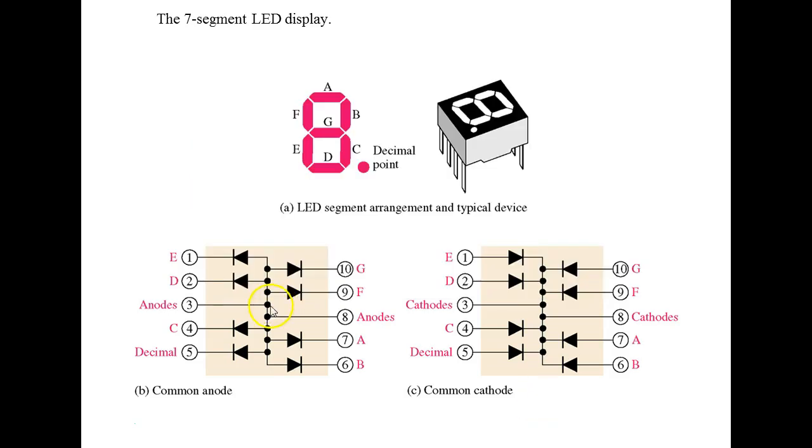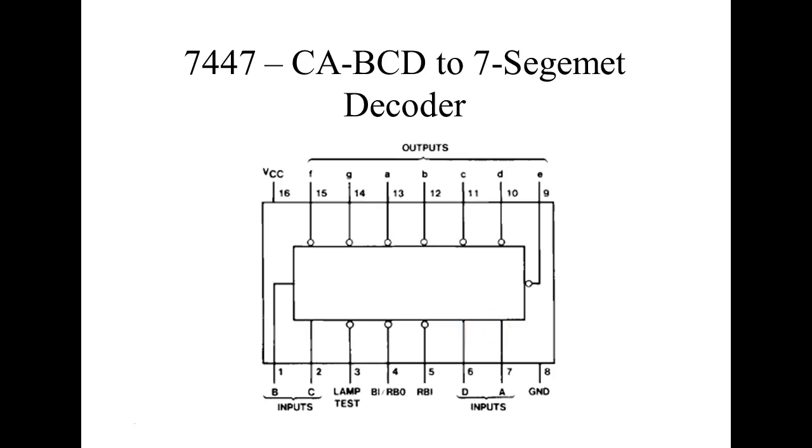So that means we've got a decoder that drives common anode, and we got a decoder that drives common cathodes. The main decoder that drives common anodes is a 7447, and the main decoder that drives common cathodes is a 7448. So here's a 7447. The pin out. Here they're showing us the actual segments here. So this would be my inputs, A, B, C, D.